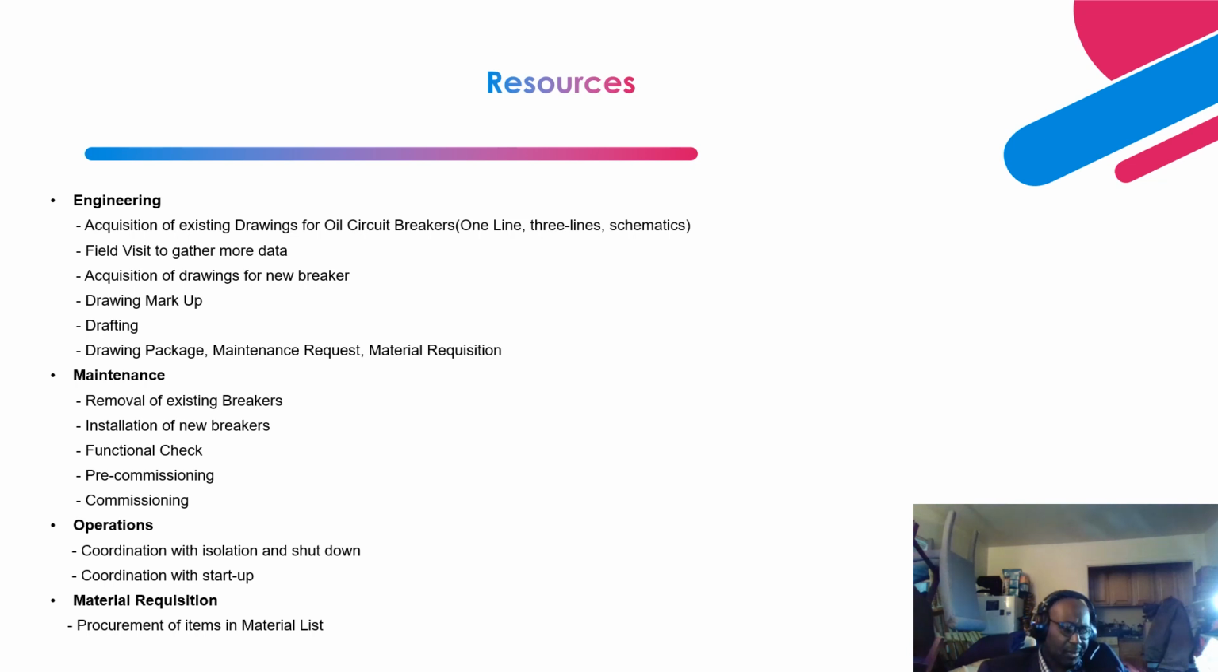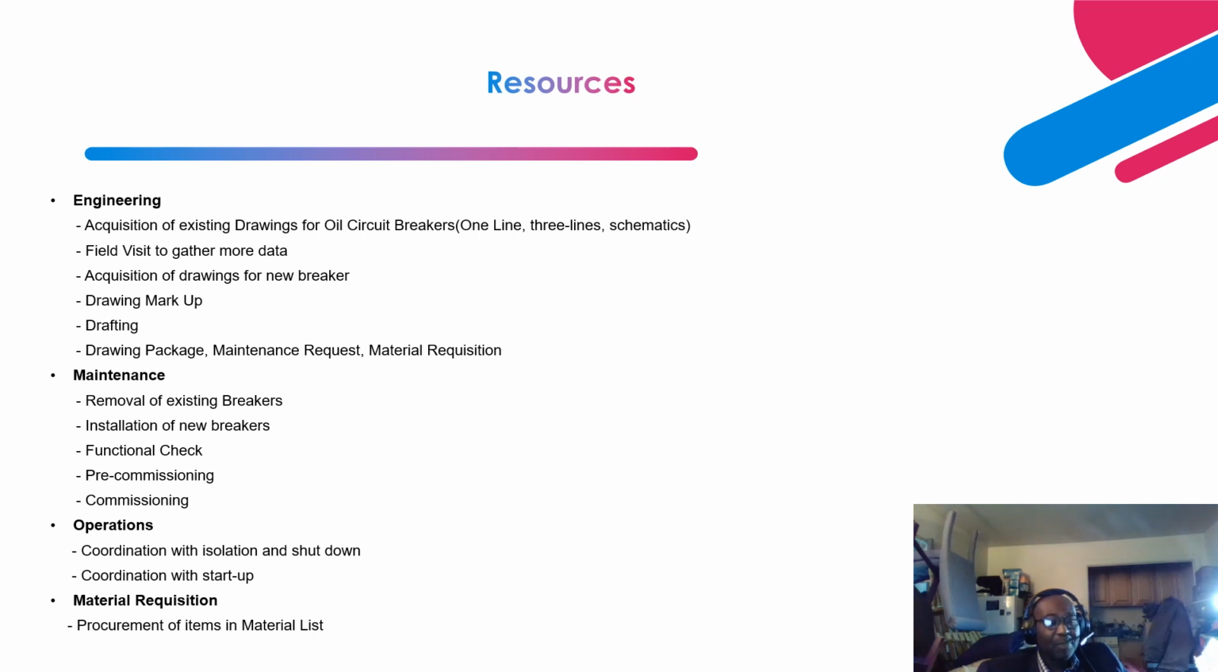Next is maintenance. You also want to collaborate with environmental engineering, because like I indicated, this oil circuit breaker is a big vessel that has the oil, so when you remove it, there is the possibility of an oil spill. So you need to check with environmental, coordinate with them, and utilize maintenance engineering to remove the existing breakers. And you need an outage, so that also has to be coordinated with operations to provide you the isolation and shutdown.